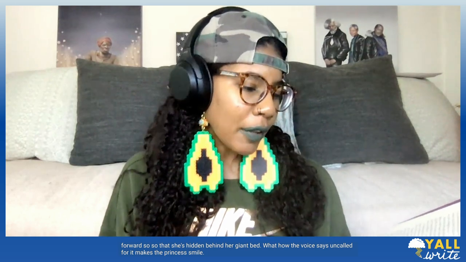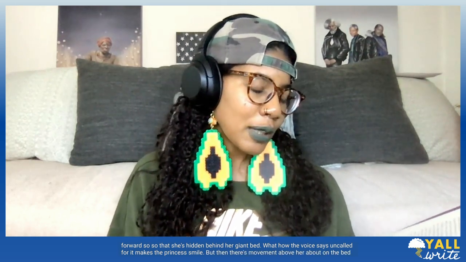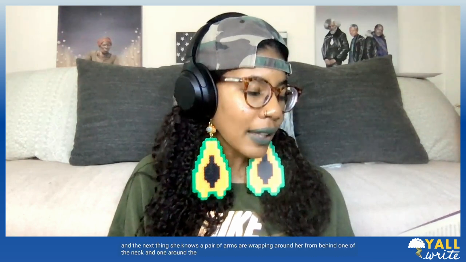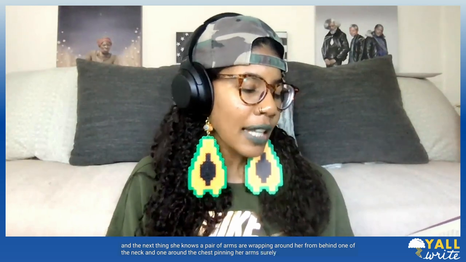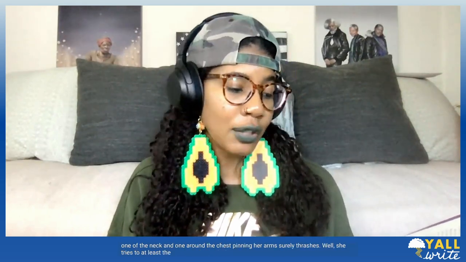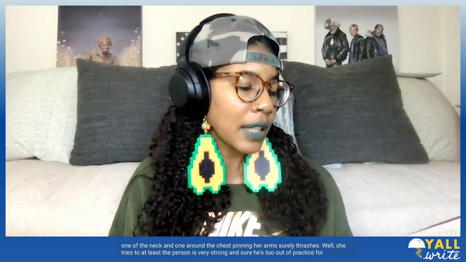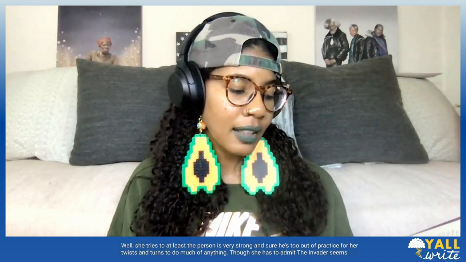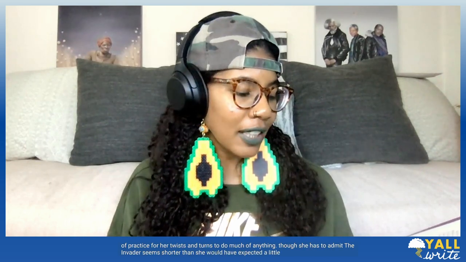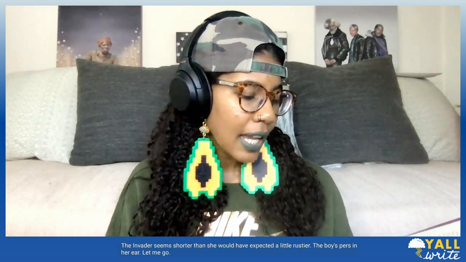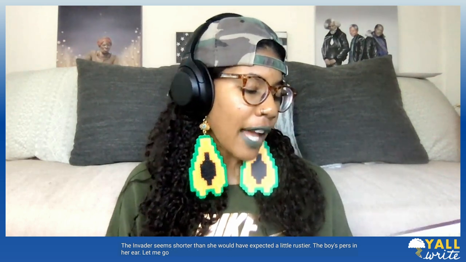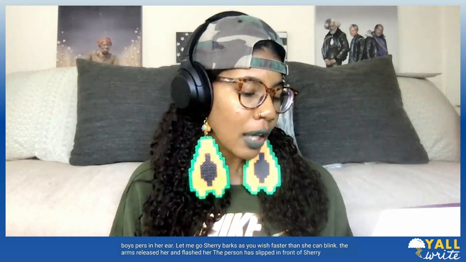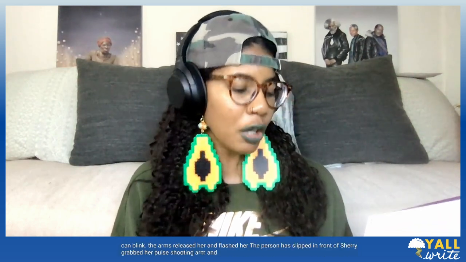But then there's movement above her, a bounce on the bed, and the next thing Shuri knows, a pair of arms are wrapping around her from behind, one at the neck and one around the chest, pinning her arms. Shuri thrashes. Well, she tries to, at least. The person is very strong, and Shuri's too out of practice for her twists and turns to do much of anything. Though she has to admit, the invader seems shorter than she would have expected. A little rusty, eh? The voice purrs in her ear. Let me go, Shuri barks. As you wish. The arms release her, and faster than she can blink, the person has slipped in front of Shuri, grabbed her pulse-shooting arm, and flipped her onto her back on the bed.